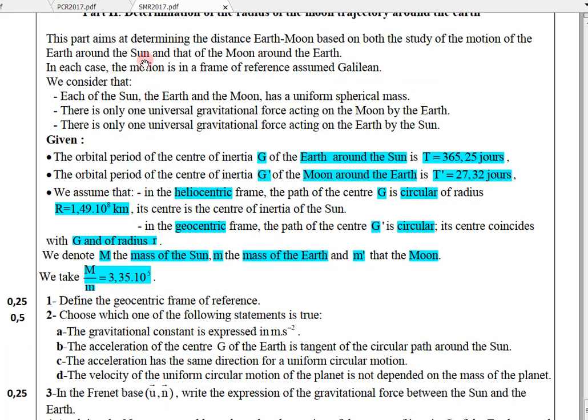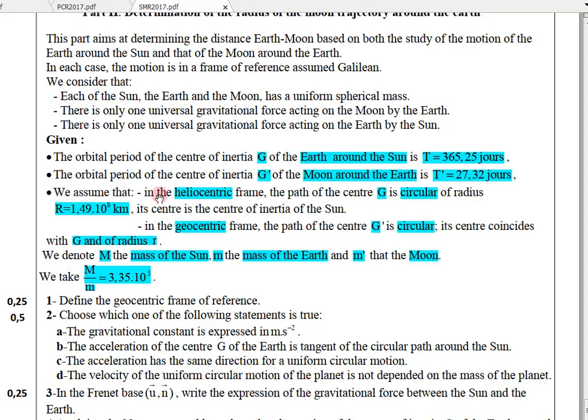So given the orbital period of the center of inertia G of the Earth around the Sun is T equal to 365.25 days. Donc هنا نساو باش يترجموها. So the orbital period of the Earth around the Sun معروفة عام. The orbital period of the center of inertia G prime of the Moon around the Earth is T prime equal to 27.32 days.